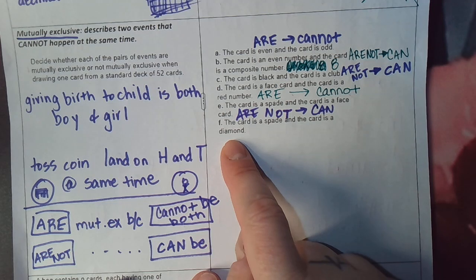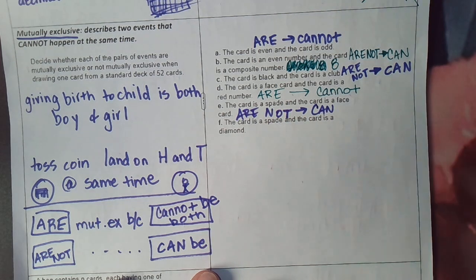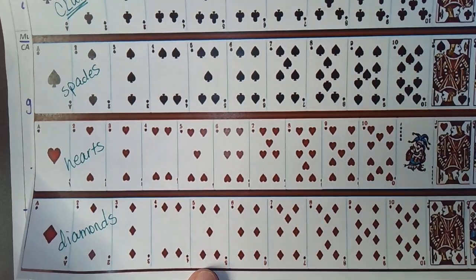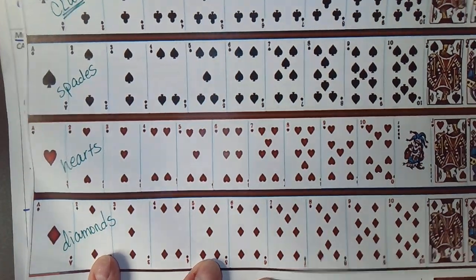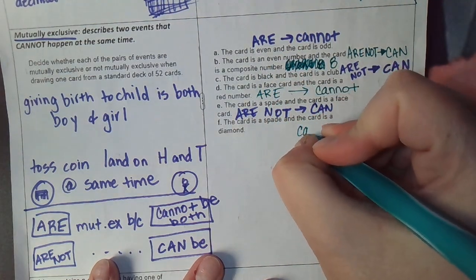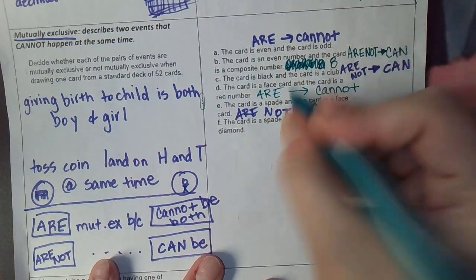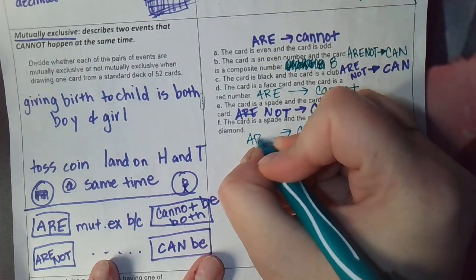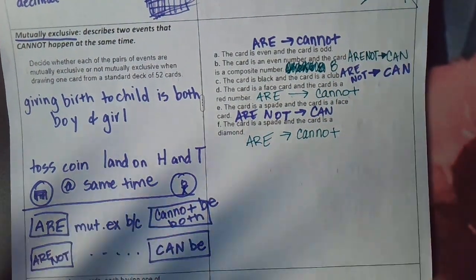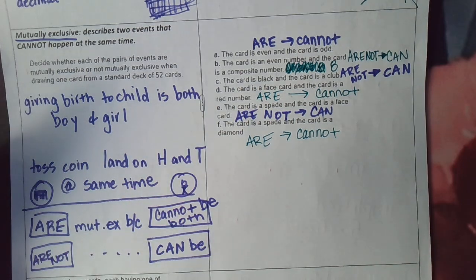Okay, last one. We've got a spade and a diamond. So let's see here. Do spades and diamonds exist on the same card? They don't. They're two totally different cards. So those cannot happen at the same time. So cannot means they are mutually exclusive. So it's all about whether they can exist at the same time.